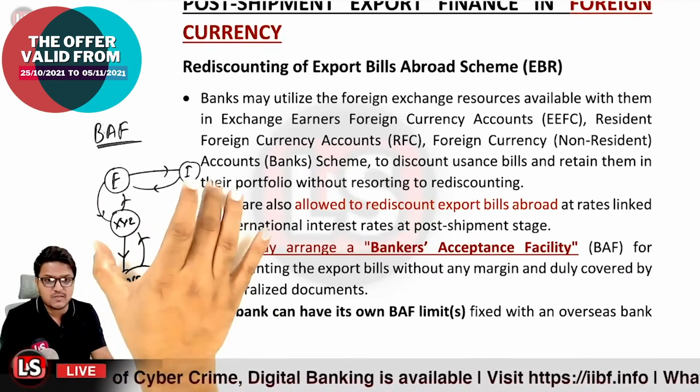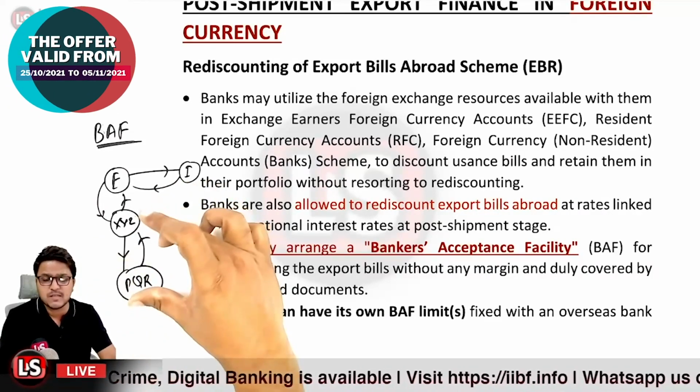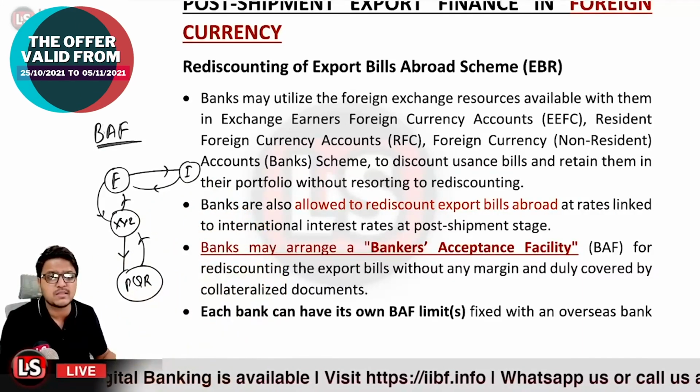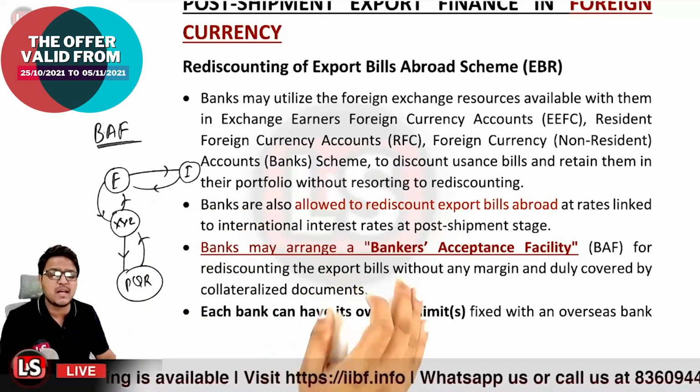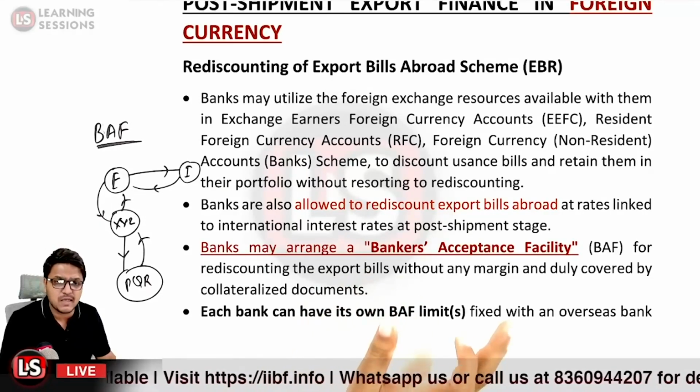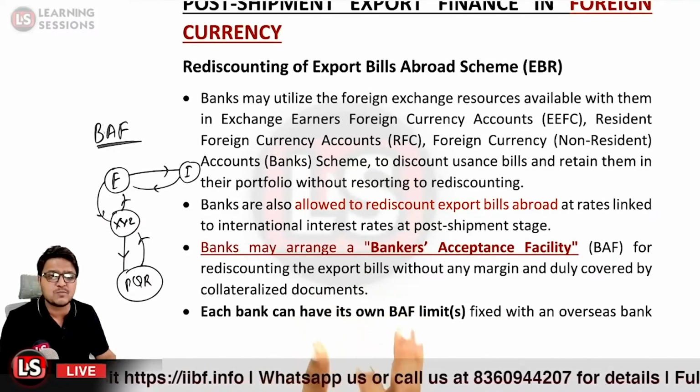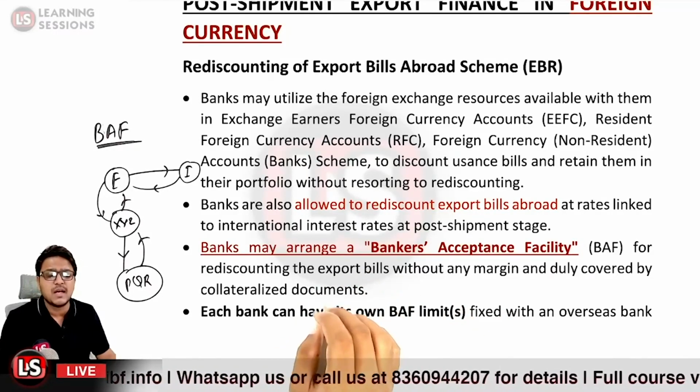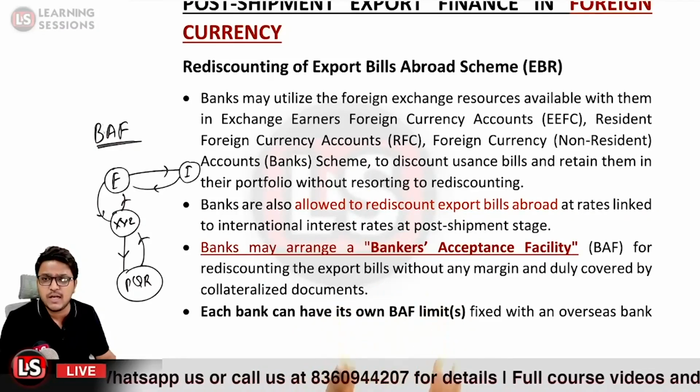So this particular part was related to the discounting, but this particular part is now related to the rediscounting. Banks may arrange a banker acceptance facility for rediscounting of the export bills without any margin and duly covered by the collateralized documents.